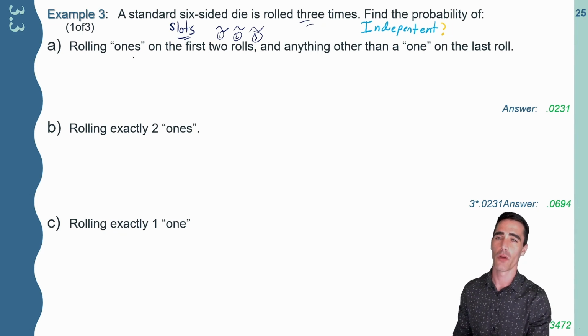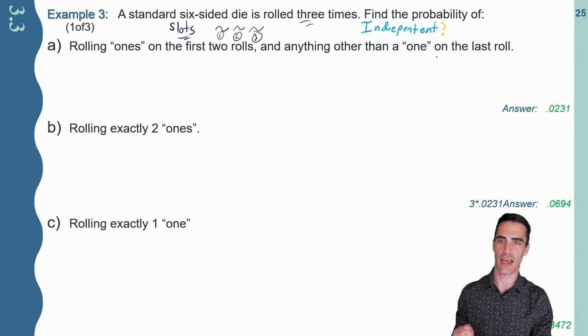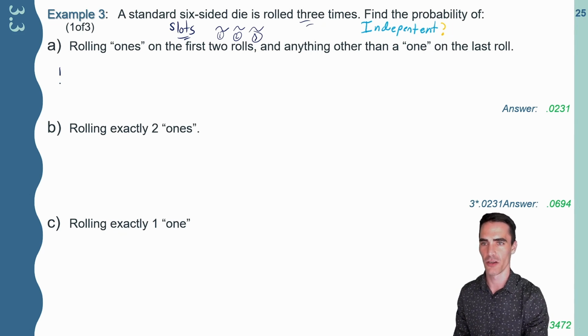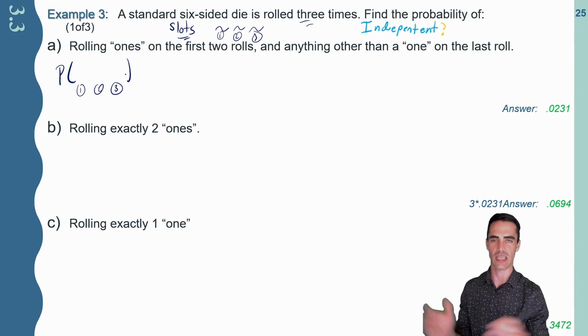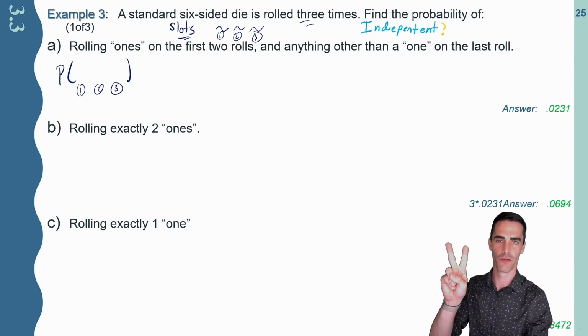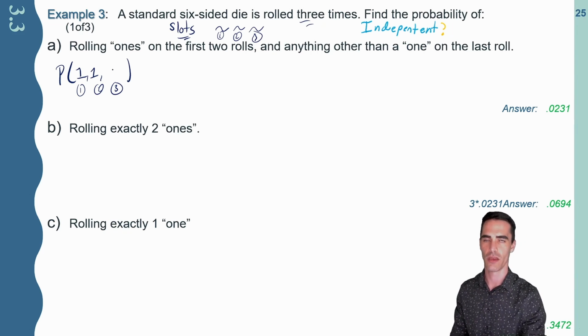First part, I want to roll 1s on the first 2 rolls and anything other than a 1 on the last roll. So again, I'd encourage you to write out the probability of, what are our events? Let me write these as slots, 1, 2, and 3. This will help us understand the event. This one's fixed, very fancy. For the first 2, I'm looking at a 1, and not a 1, right? Anything other than a 1. Now you could write not a 1, but we actually have better terms for not a 1. Instead, we can write that as 1 complement.